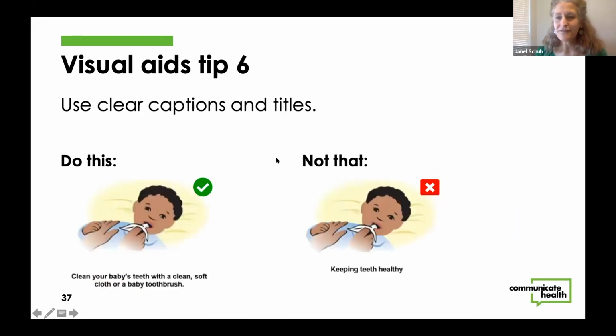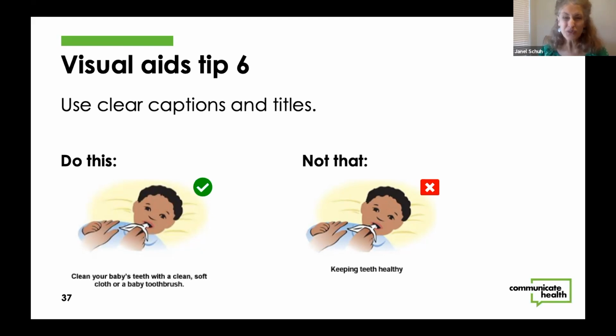I don't know if you have noticed, but several of the last examples that we have been talking about have used captions. And our visual tip number 6 is to use clear captions and titles. In this example, it's the same image. It's an image of a baby with, it looks like, an adult's finger covered in something moving about in their mouth, right? So on the right, it said keeping teeth healthy.